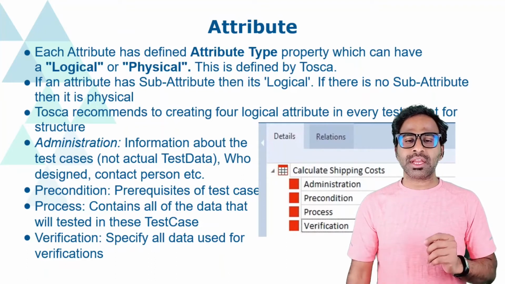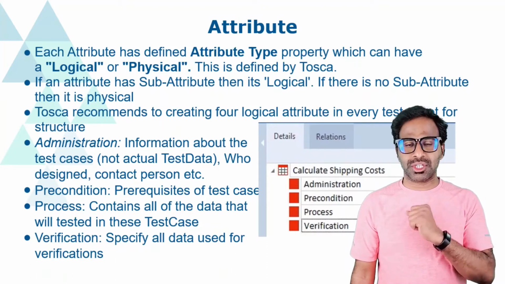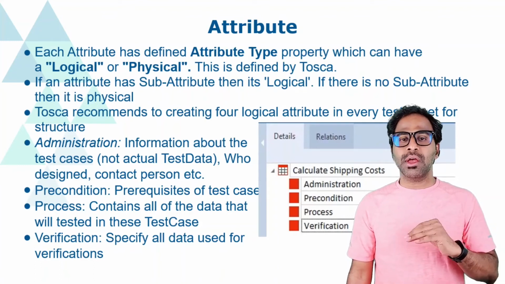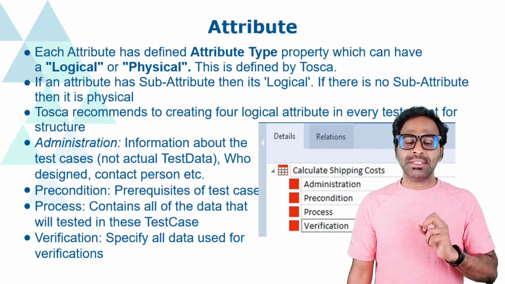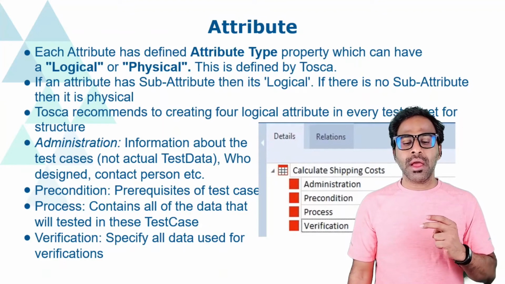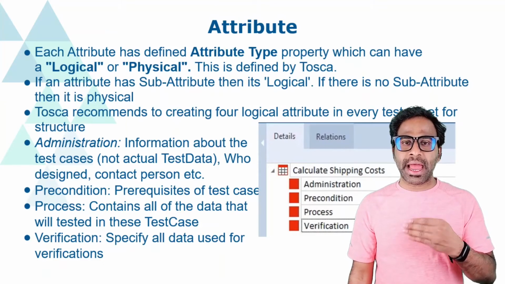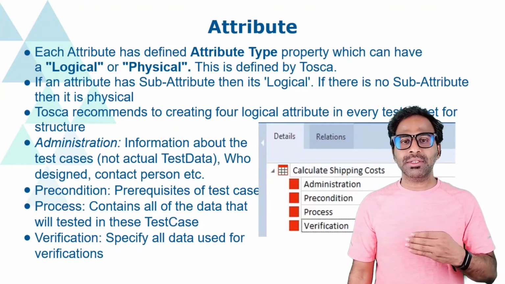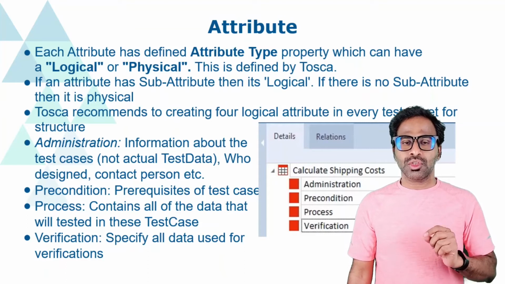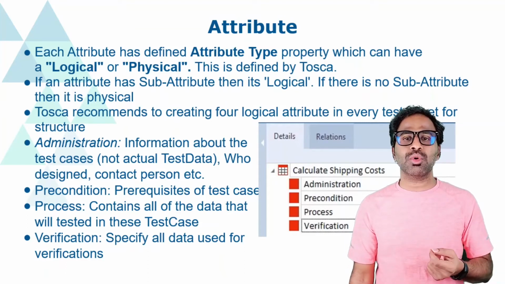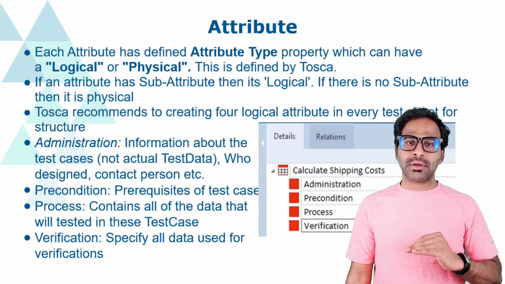Tosca recommends creating 4 logical attributes in every test sheet for structure. So what are those 4 attributes? Whenever you create your attributes, first you have to create 4 parent attributes. One is administration, the second is precondition, the third is a process attribute, and the fourth is a verification attribute. Tosca recommends creating these 4 attributes within the test sheet before you create any other attributes. Once you create these 4 attributes, you can start creating your business objects attributes related to your application. So what do these 4 attributes mean?